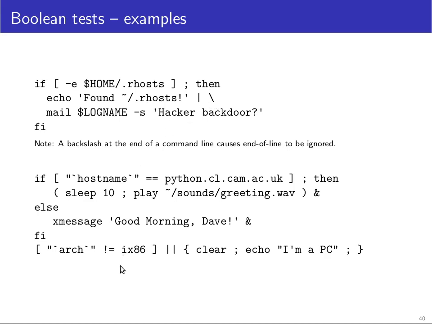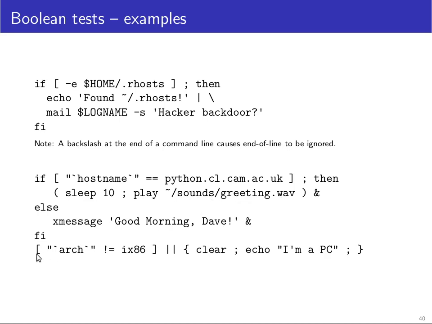And another example, this is again something you may put into one of the startup files. If the command hostname, which is called here in command expansion with these backticks, equals one particular hostname, then execute the two commands: sleep for 10 seconds, then play some greeting sound in a subshell in the background. So we put it in a subshell such that we can put this entire list and not just a single command into the background. On other machines, use the xmessage command, which opens a little notification window and gives a visual greeting rather than an acoustic greeting.